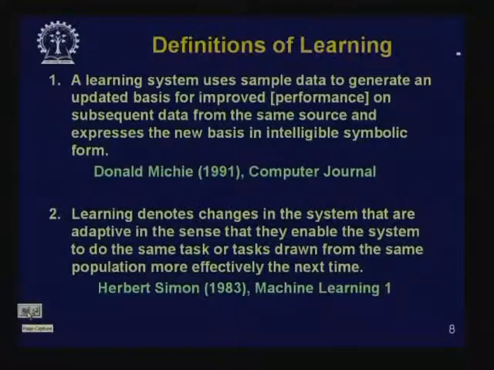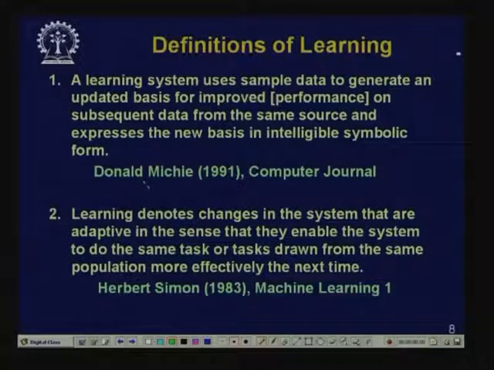Now, before we formally define learning, let us look at a few of the definitions that people have put forward on machine learning. The first definition that we will take up is the definition by Donald Michie in 1991. This definition states that a learning system uses sample data to generate an updated basis for improved performance on subsequent data from the same source and expresses the new basis in intelligible symbolic form.